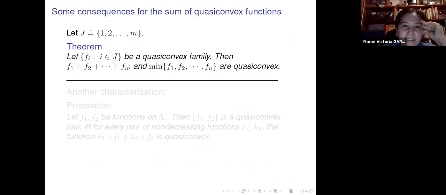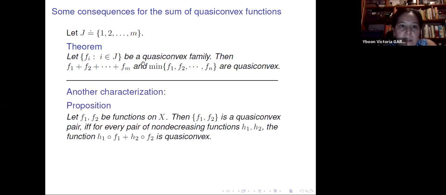So what about the sum? Here there are some consequences for the sum of quasi-convex functions. Here we take i from 1 to m. We have a family of quasi-convex functions, a quasi-convex family, excuse me. Then the sum and the minimum are quasi-convex. Okay, this is direct from the other theorem. And also we have another characterization that says that f1 and f2 is a quasi-convex pair if and only if, for non-decreasing functions h1, h2, the composition plus the composition is quasi-convex. So this doesn't change anything, the composition with non-decreasing functions.